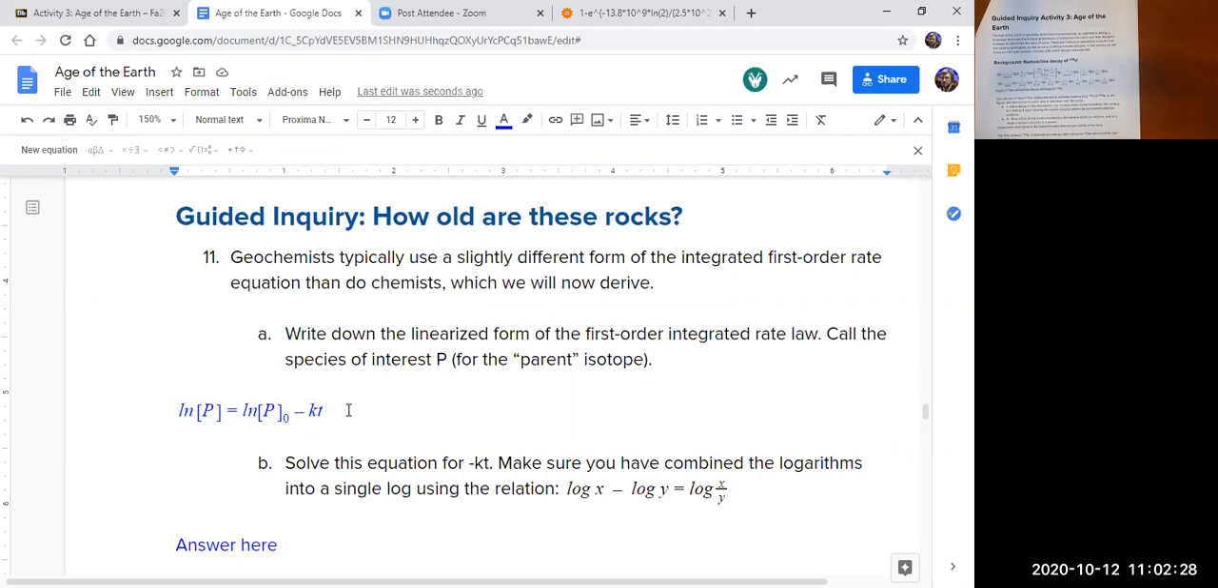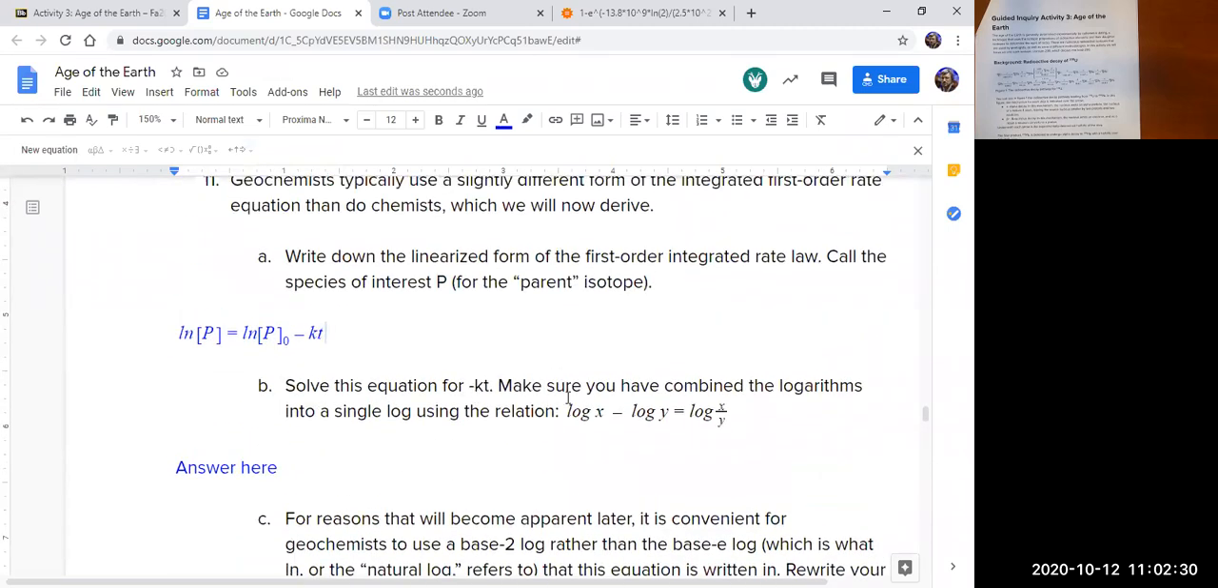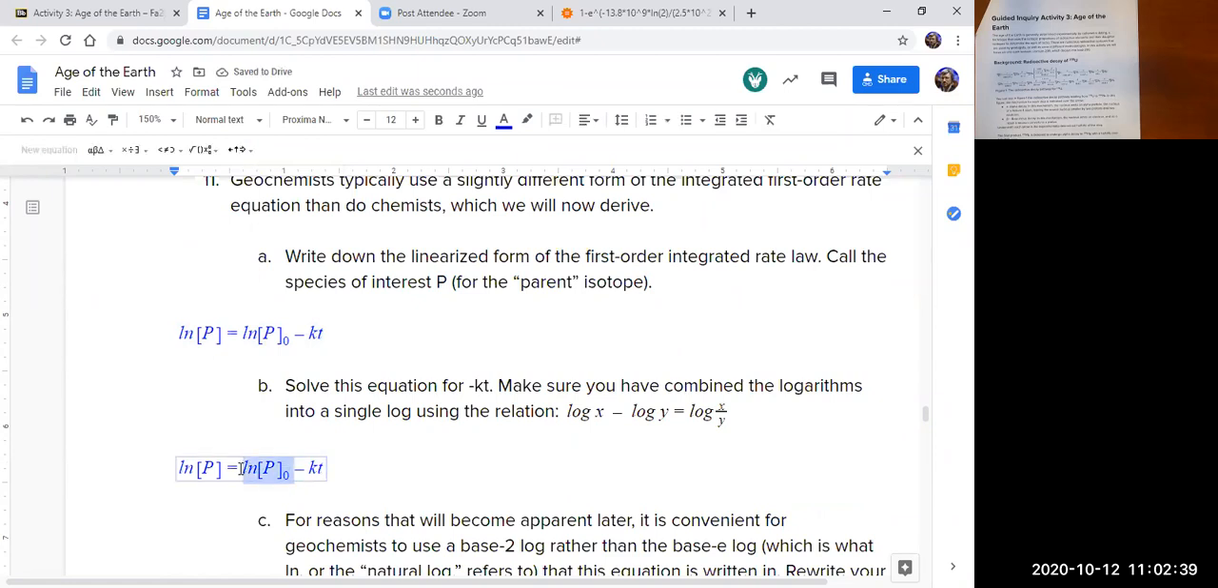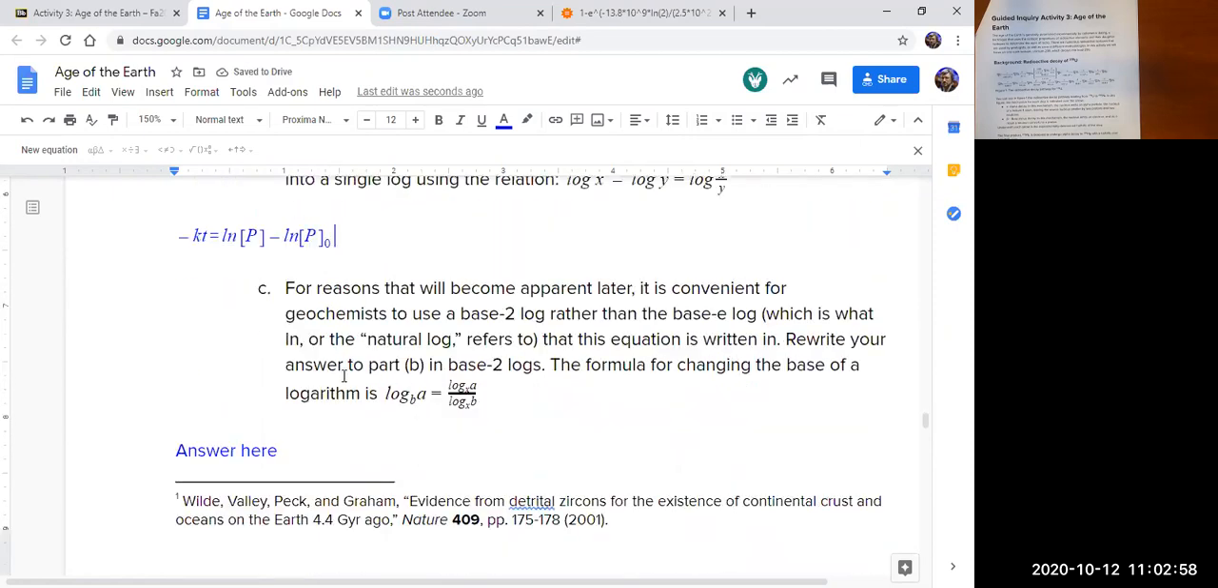Write down the linearized form. Solve the equation for negative kt. Okay, so we're going to take this, copy and paste down. We are solving for negative kt, so I'm going to take this and subtract it from both sides. There. Okay, so I have a negative kt, and I'm going to now move this just to the other side of the equation so that it looks like we have solved for negative kt. Okay, and we're done with that one.